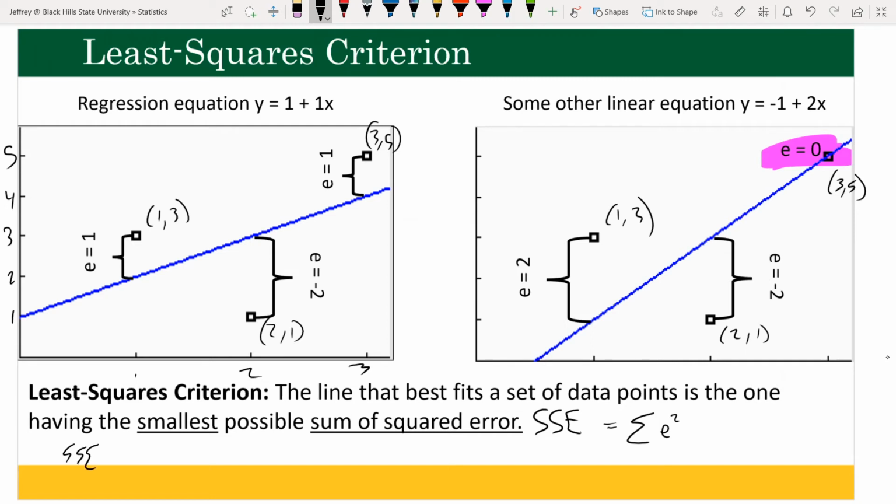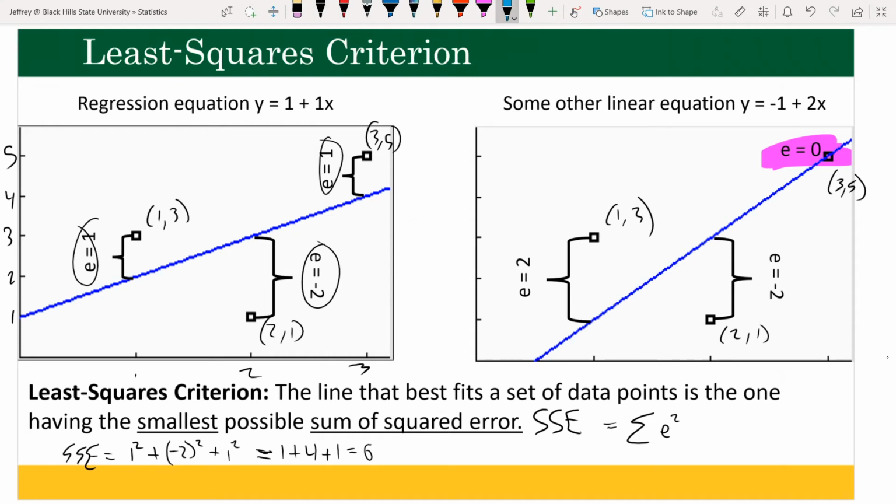So if I was to calculate the sum of squared error for the first problem, I would have SSE equals 1 squared plus -2 squared plus 1 squared, right? Because I'm just adding up the amount of squared errors in each of those points. So in this case, I have 1 plus 4 plus 1. So we have sum of squared error being 6.